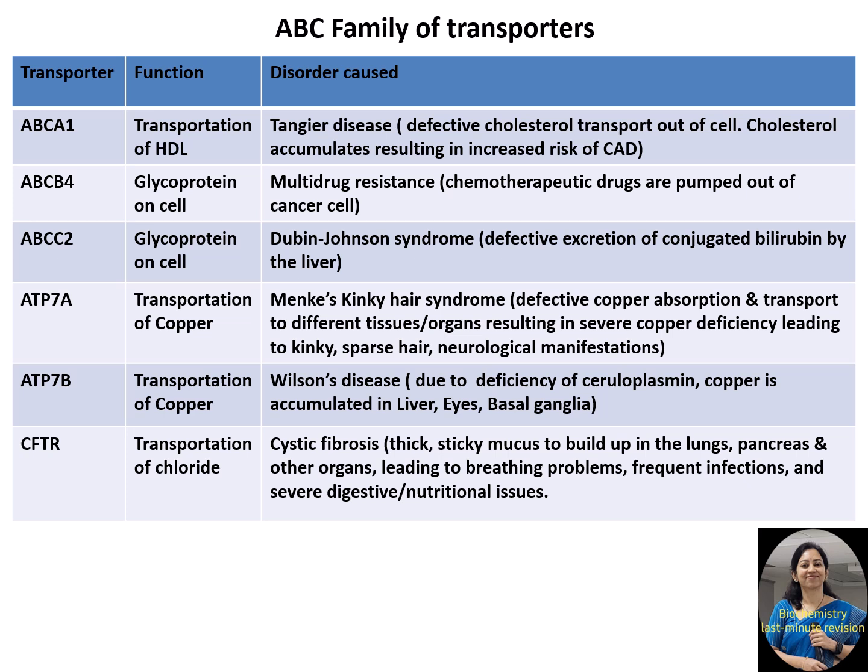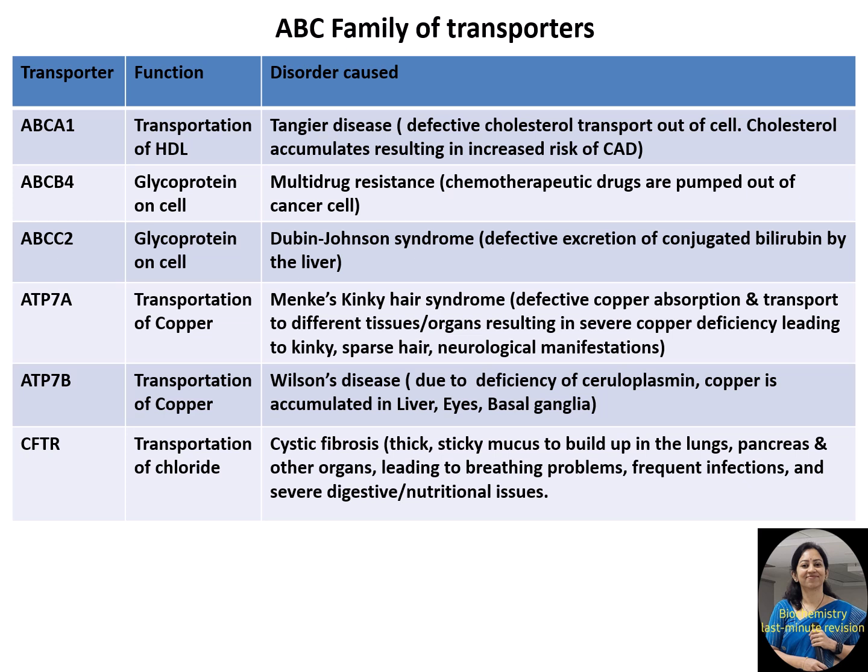This is involved in transportation of copper, and the disorder associated with this transporter is Menkes kinky hair syndrome. Here there is a defective absorption of copper from the intestinal epithelial cell and its transportation to different tissues or organs, resulting in severe copper deficiency, manifesting as kinky and sparse hair among these children, and also neurological manifestations. And usually the child will not survive more than the first decade of life.